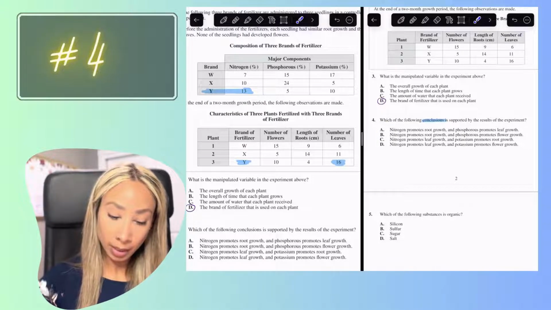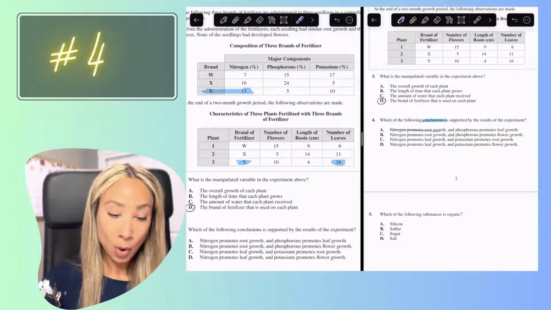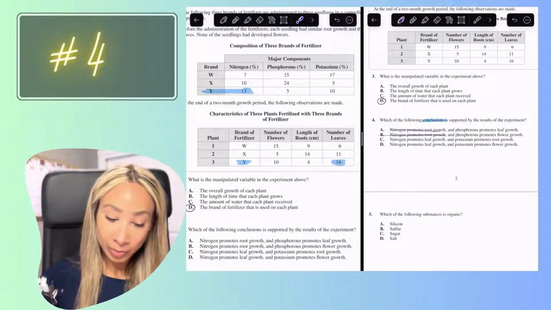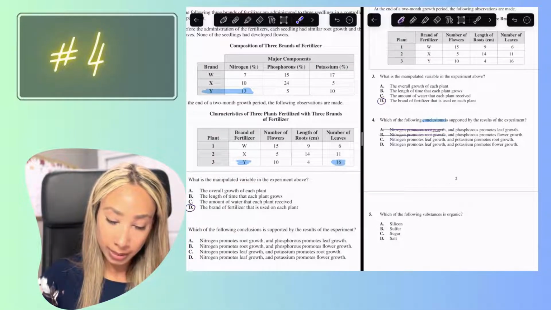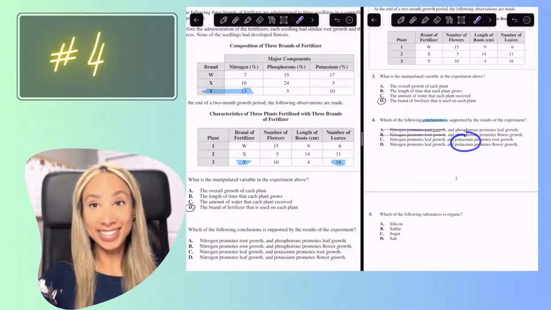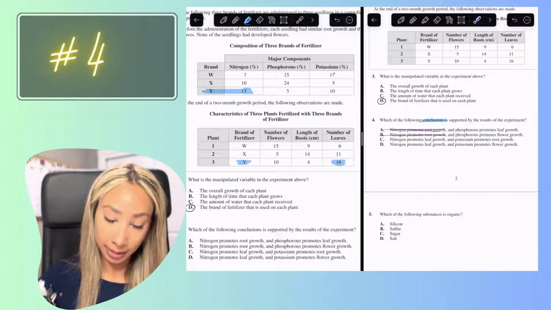Now I'm going to look at my options and cross off anything that doesn't belong there or doesn't support what I just said. So nitrogen promotes root growth. We can see A and B are not going to be valid options because that's not the case. Our next option then leaves us with looking at potassium.